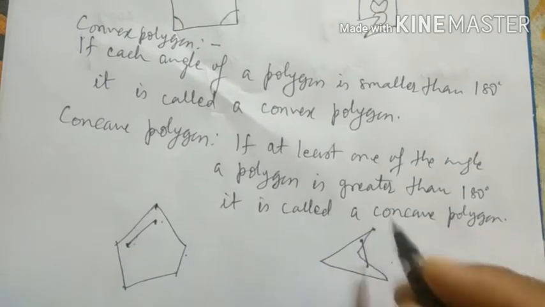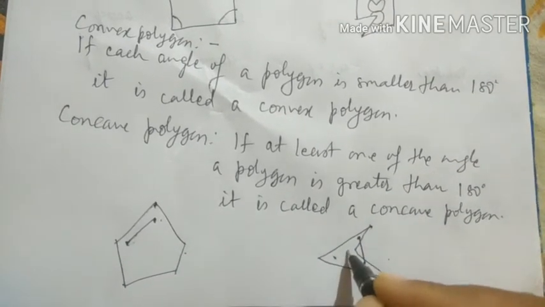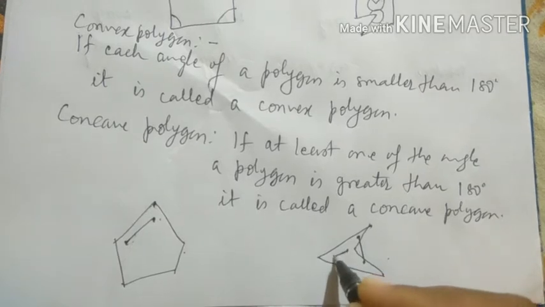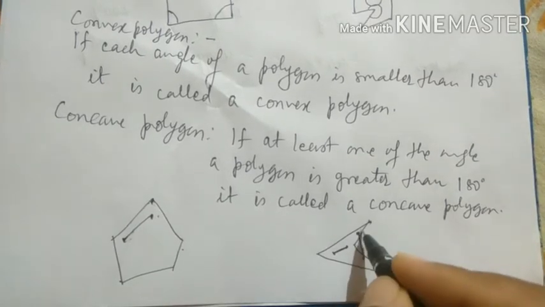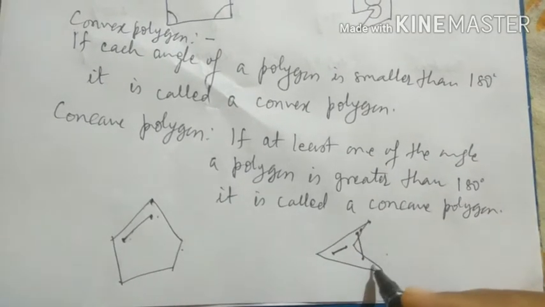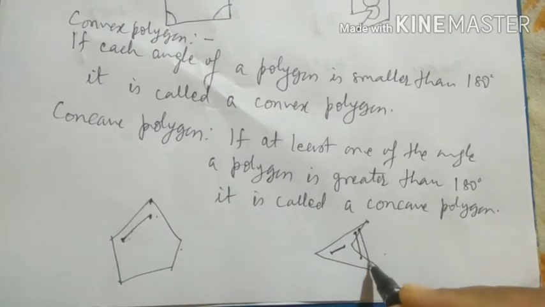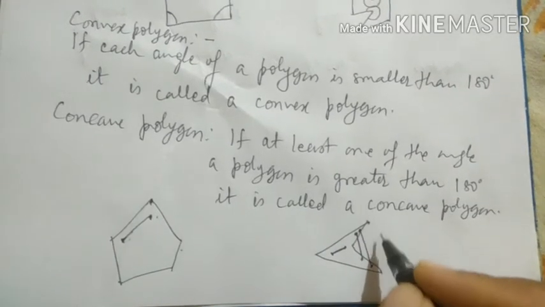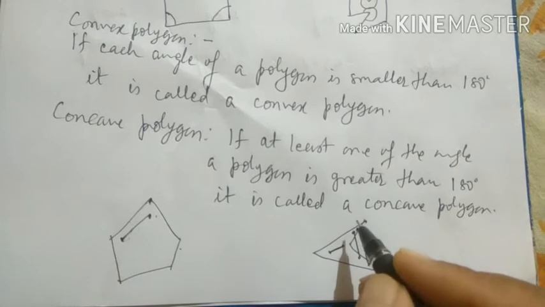Here suppose this point and this point, if you join them, it lies inside the polygon, but the line segment joining these two points does not lie wholly inside the polygon, so it is a concave polygon. Okay.